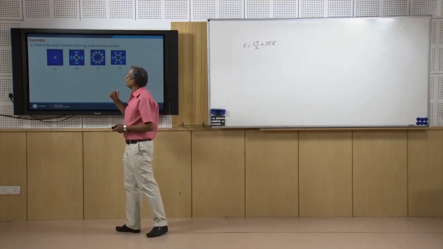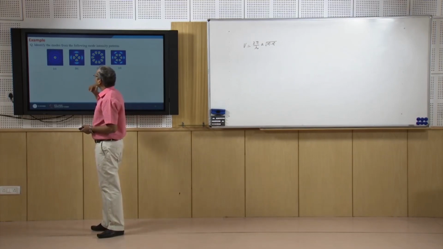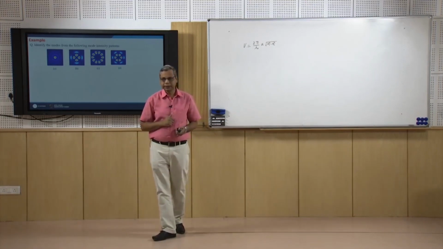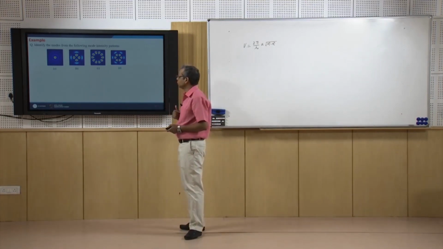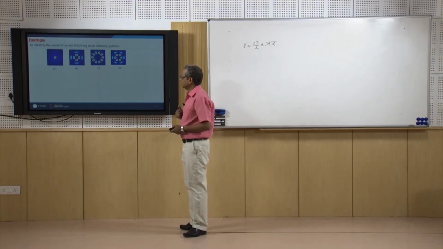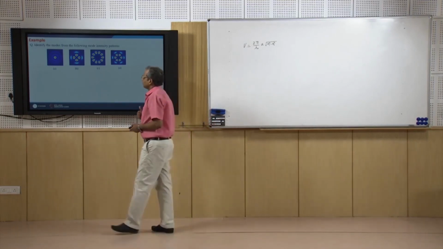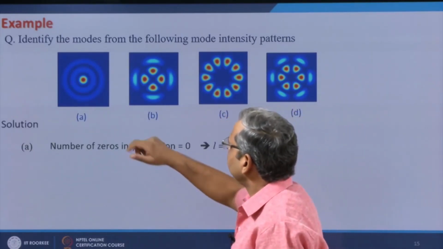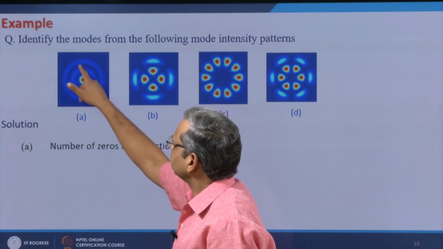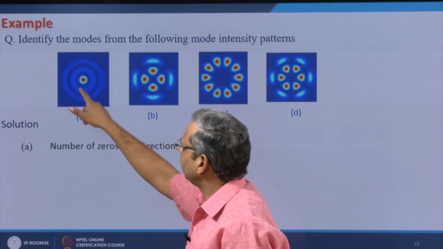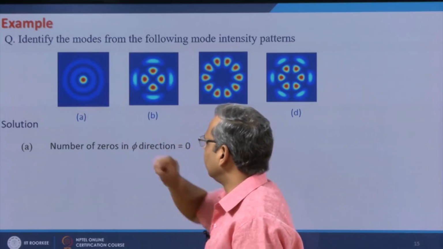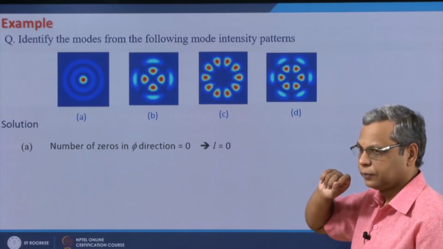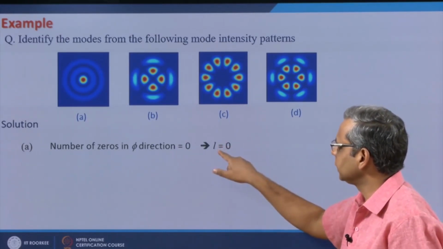Now, let me work out some examples on identification of modes from their given intensity patterns. How do I identify various modes from their given intensity patterns? So, let us look at this one. This one is easy. If I take any value of r and go in phi direction, I do not encounter any 0. So, the number of zeros in phi direction is 0, which means 2L is 0, which means L is equal to 0.